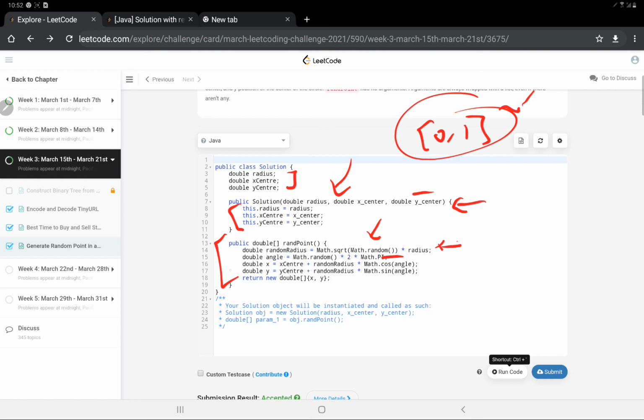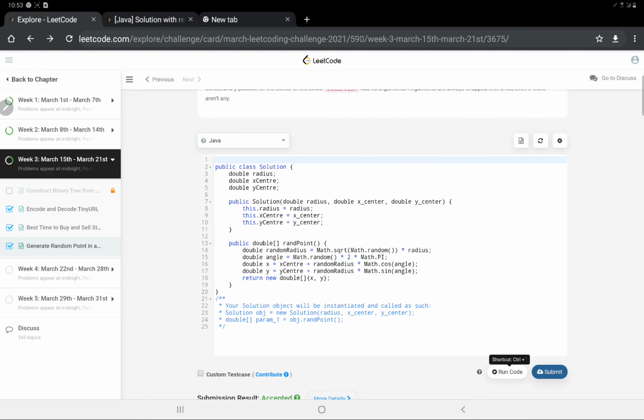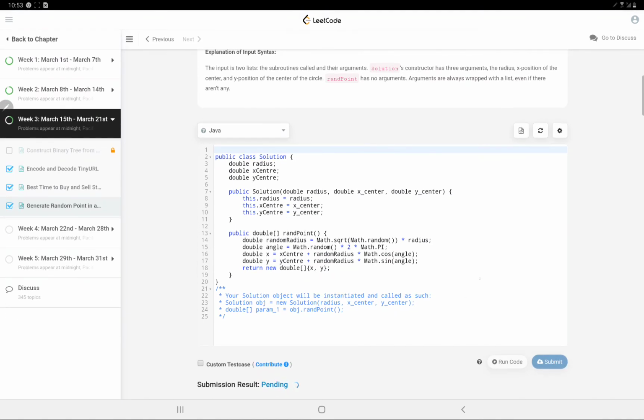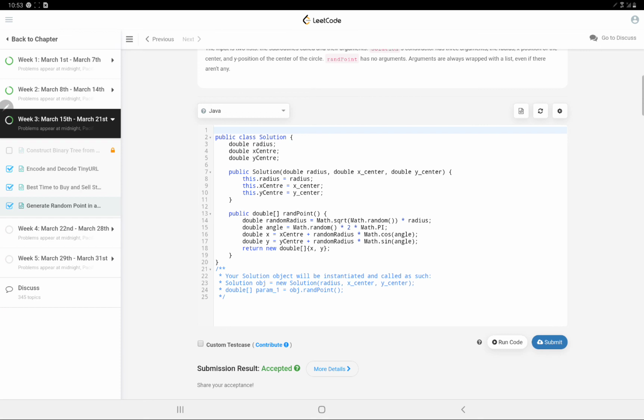Alright, now the coordinates that we will be returning are x and y, calculated as x center plus r cos theta and y center plus r sin theta. These are the functions in Java that are used to calculate the cos and the sine. So let's try to submit it. As you can see, it's accepted.